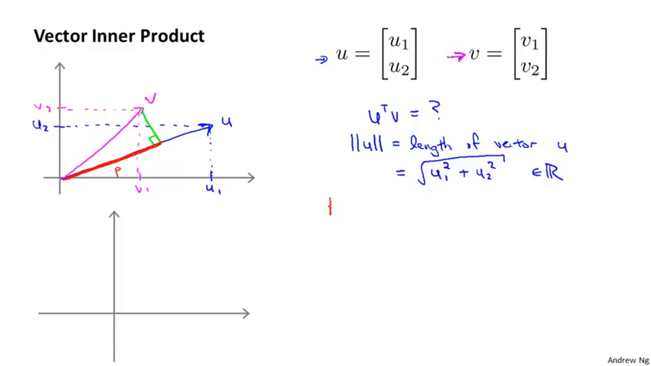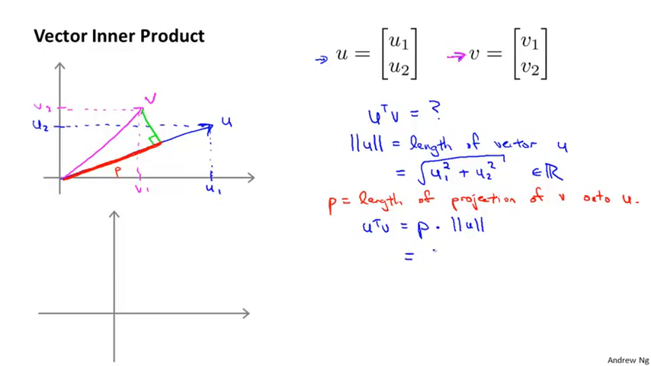So let me just write that down. p is the length of the projection of the vector v onto the vector u. And it's possible to show that the inner product u transpose v is going to be equal to p times the norm or the length of the vector u. So this is one way to compute the inner product. And if you actually do the geometry and figure out what p is and what the norm of u is, this should give you the same answer as the other way of computing the inner product, right?